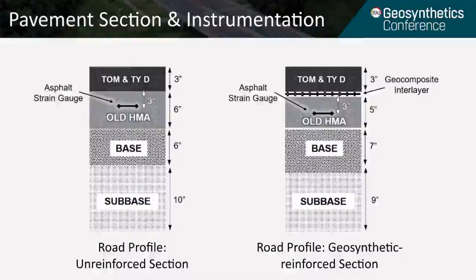The geocomposite interlayer adopted in this study was a fiberglass grid with a fabric backing, which had an ultimate tensile strength of 100 kilonewton per meter at 3% strain in both machine and cross machine directions. It is also important to note that an asphalt strain gauge was installed at a depth of 3 inches in the old pavement before the installation of geosynthetic and the overlay.